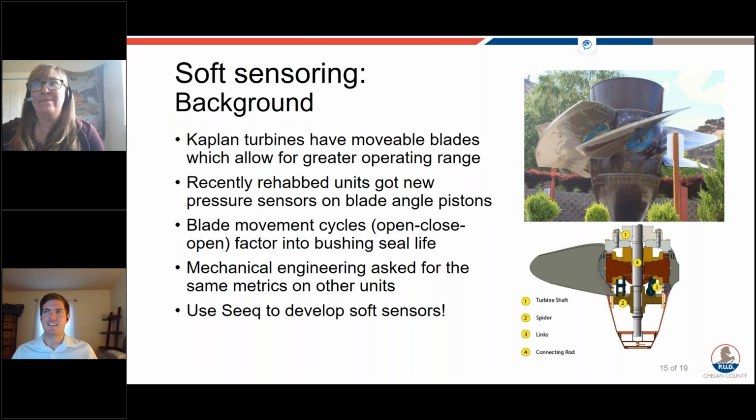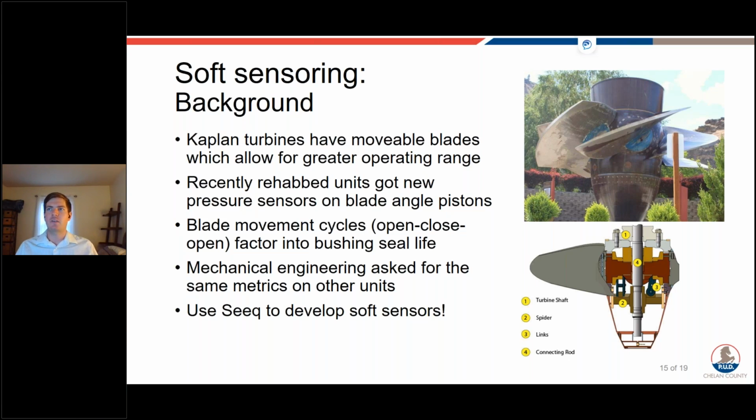All right, thanks, Natalie. Okay, so I'm going to talk about the development of some soft sensors on our Kaplan blade angle pressure cycles. Here we're defining soft sensors as a signal based on pre-existing sensors used to measure new equipment. Many of our turbines are Kaplan style, which means that the blades can rotate to adjust for a wide range of operating conditions and megawatt outputs.